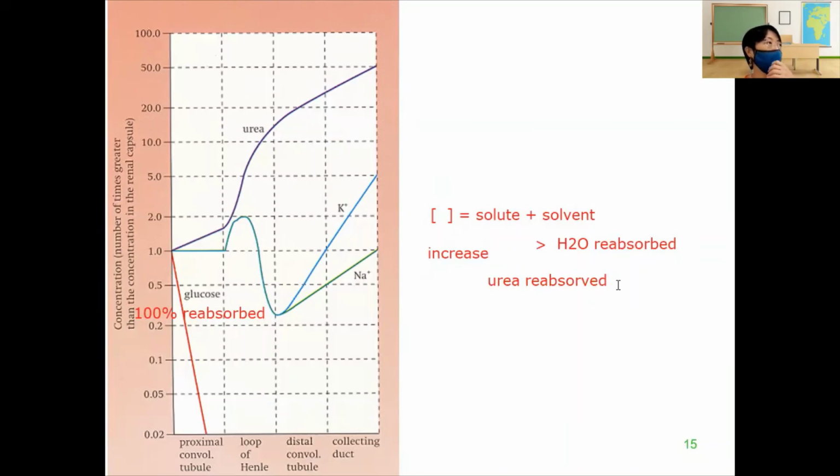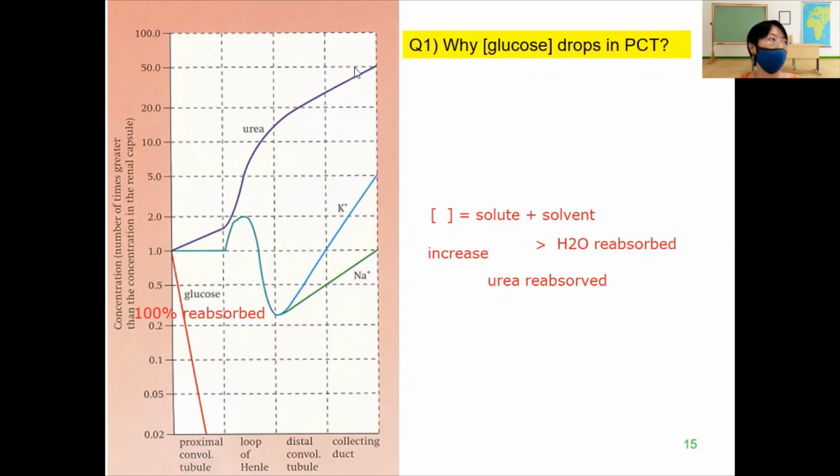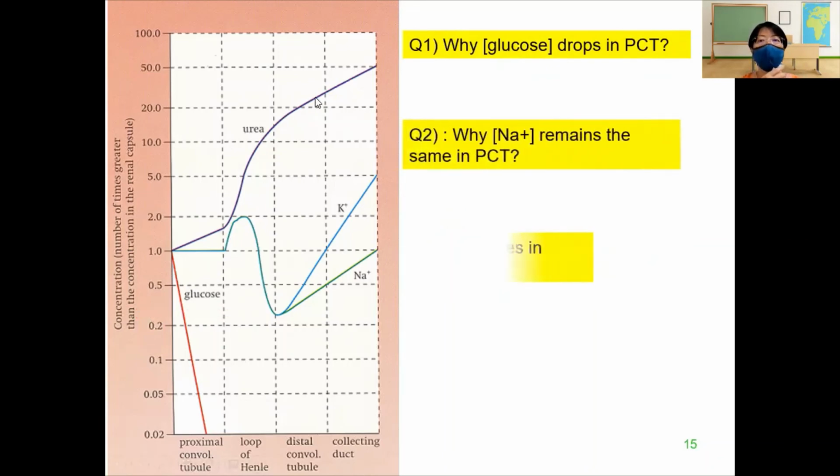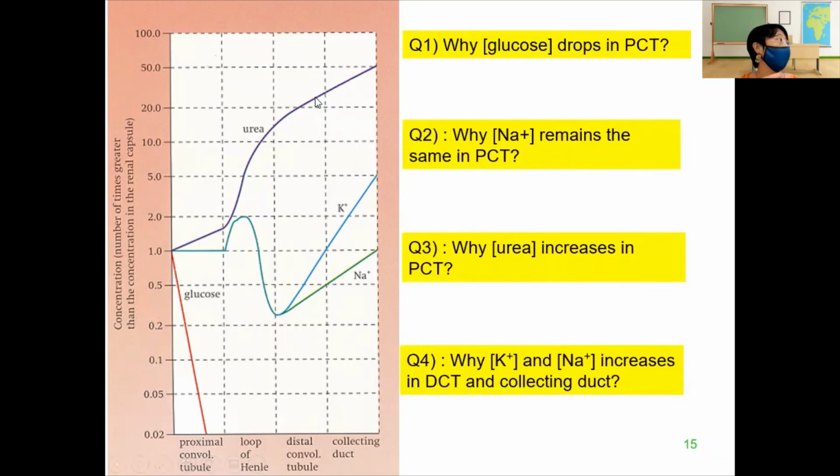Because you reabsorb water. But it will not increase so much. Oh, sorry, you increase less, because you also reabsorb urea. You take away the water, but you also take away the urea. So the concentration will not rise as much, right? Okay. So the concentration here will not increase so much because we also reabsorb urea, compared to sodium and potassium. So this is very important where you need to talk about the concentration. This is where you need to write an answer. Just now I mentioned all the answers already.